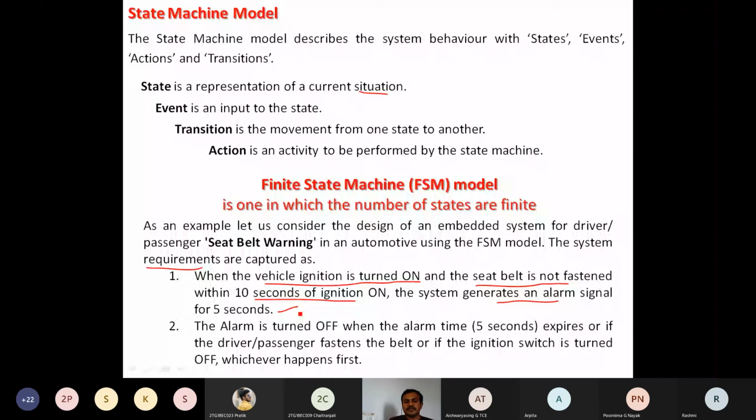One requirement is already there, that is 5 seconds, means wait for 5 seconds and make the alarm off. Clear? Or another situation may come. It is not only that wait for 5 seconds and make the alarm off. Another situation may come: immediately if I turn off the ignition, at that time also the alarm should go off.